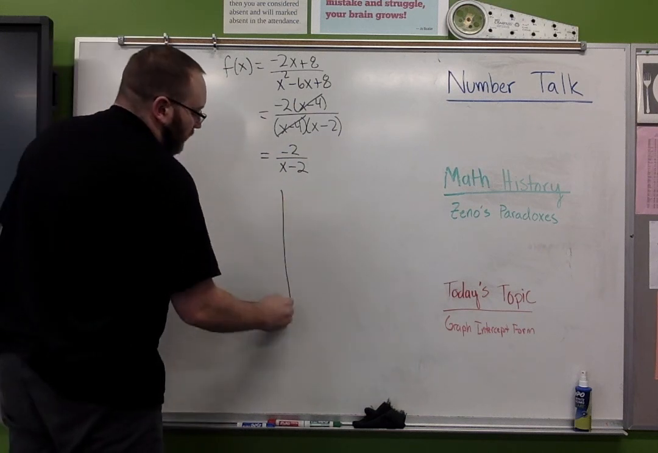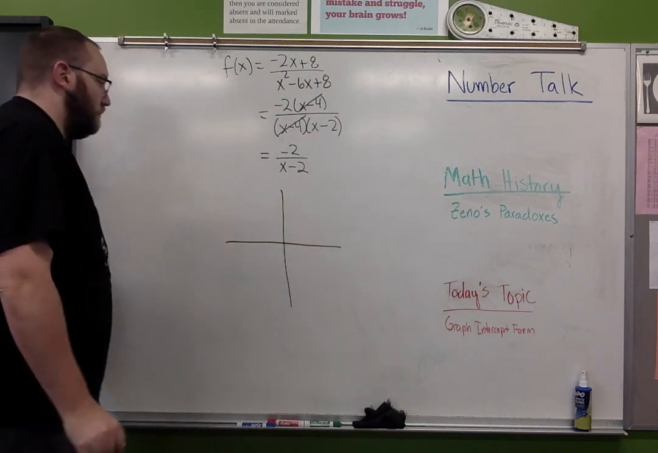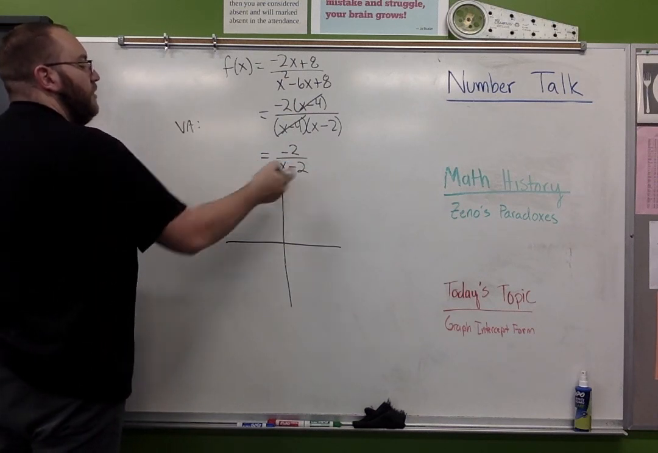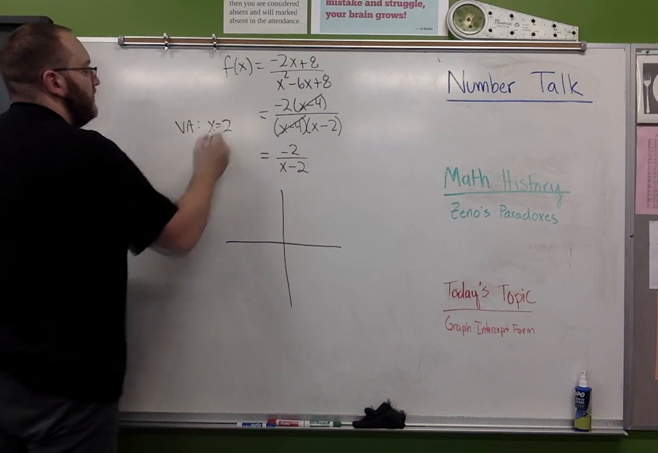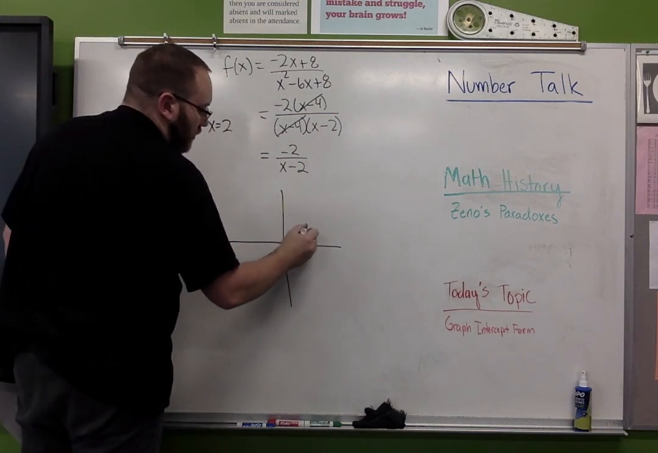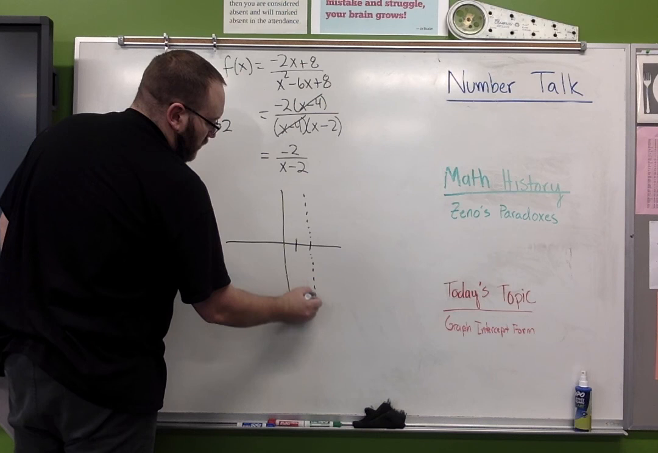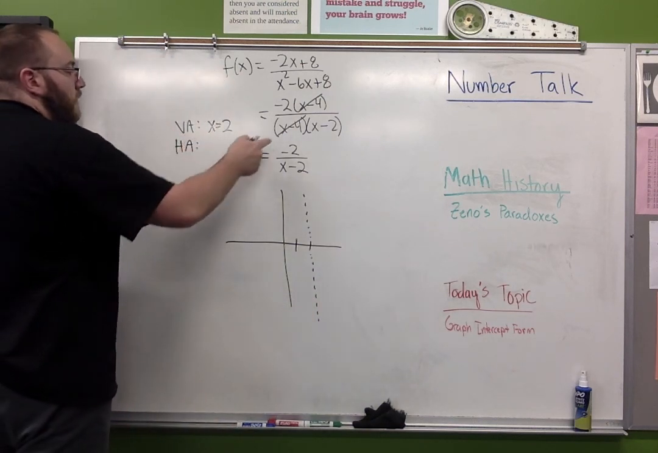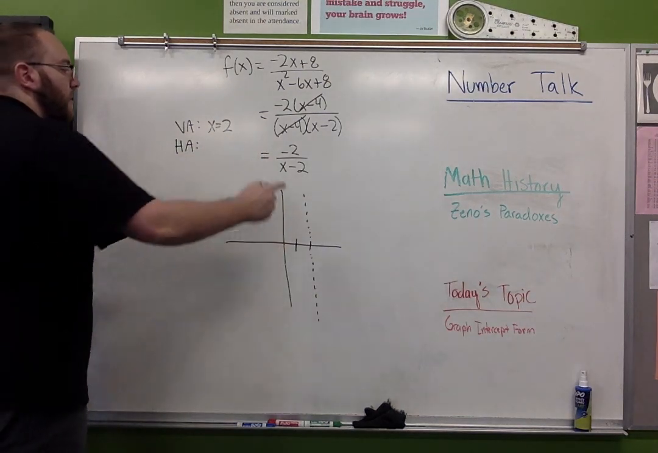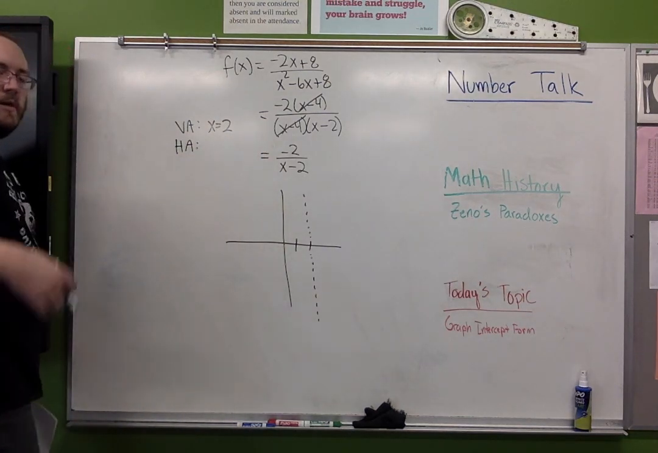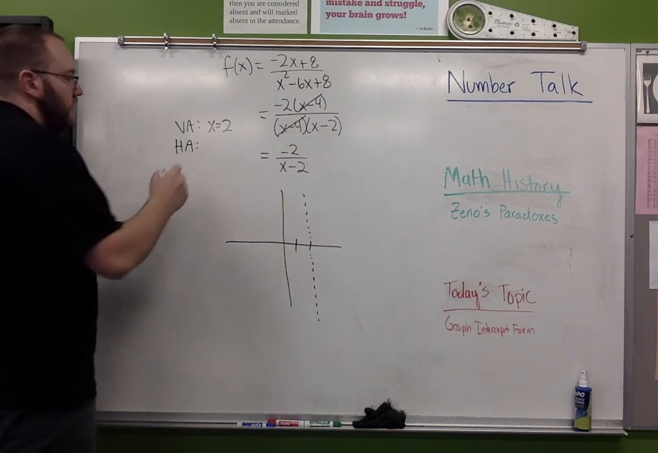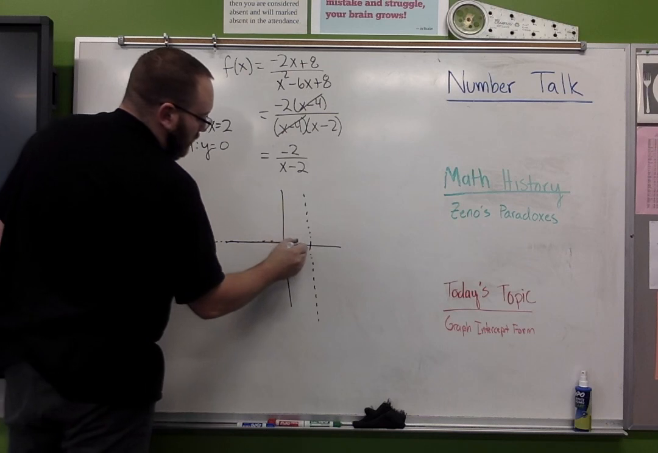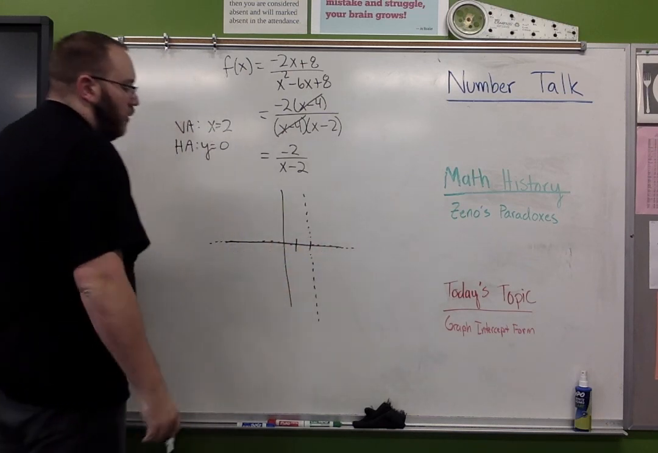So on my graph, I'm going to draw a graph here. Vertical asymptote: x minus 2 equals 0, so x equals 2 is the vertical asymptote. Horizontal asymptote: the degree in the numerator is 0, the degree in the denominator is 1, so the numerator is less than the denominator. So y equals 0 is our horizontal asymptote.